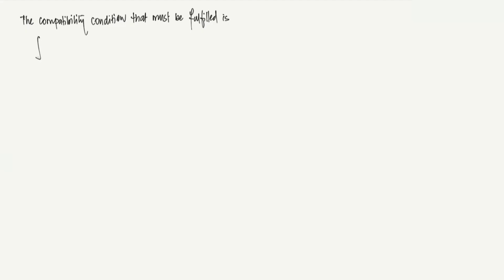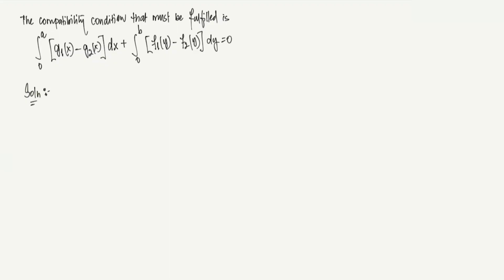So it is integral from 0 to a of g1 of x minus g2 of x dx, plus integral from 0 to b of f1 of y minus f2 of y dy, is 0. You remember the compatibility condition, the integral of the boundary data is going to be 0. That's just what we are writing like this. Okay, so now how do you find the solution? What do you do?